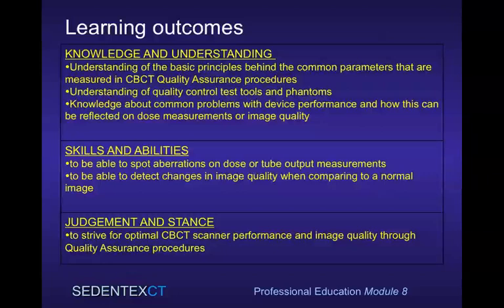In terms of skills and abilities, you should be able to spot aberrations on dose or tube output measurements, and you should be able to detect changes in image quality when comparing to a normal image. Overall, the judgment and stance for this module is that we are striving for optimal CBCT scanner performance and image quality through quality assurance procedures.